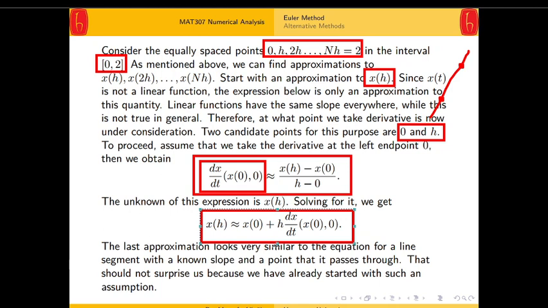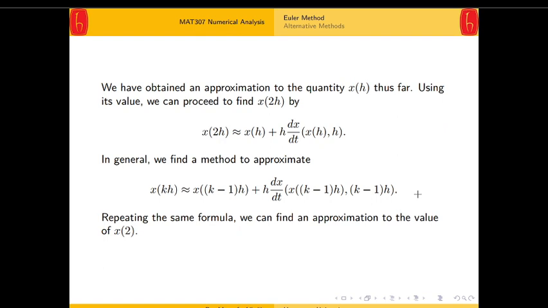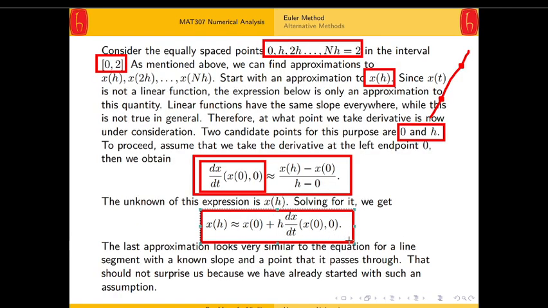The last approximation looks very similar to the equation for a line segment with a known slope and a point that it passes through. So this is the slope. And indeed, if you say h is equal to 0, this will be the point it is passing through. So this is very similar to the equation of a line segment. Okay, so we have found an approximation to x(h). Given x(0), the derivative values and h, we can find an approximation to x(h). So this is one step up.